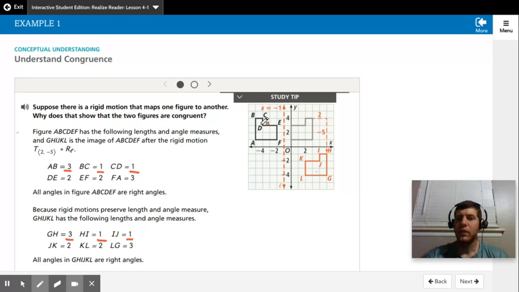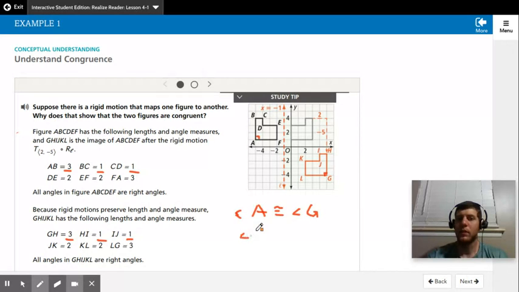So sides would be congruent. Angles would also be congruent. So all these angles here, angle A, B, C, D, E, and F, are going to be right angles. So all the angles there are right angles. And since all the angles here are right angles, those match up as well, right? Angle A is going to be congruent to angle G right there, because they're both right angles. And you could go on and do the rest of them as well.